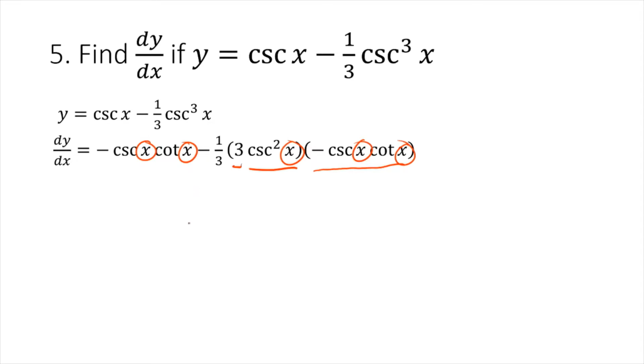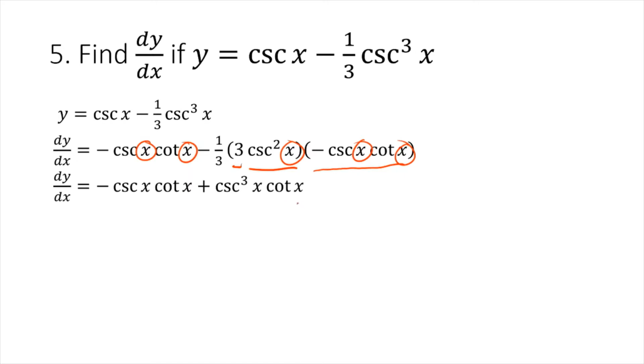Okay, so simplifying, we get negative cosecant x cotangent x, and then the second term, we have here negative times negative becomes positive. 1/3 times 3, so this is just 1. And then we have here cosecant squared x times cosecant x, so cosecant cubed x, and then cotangent x.